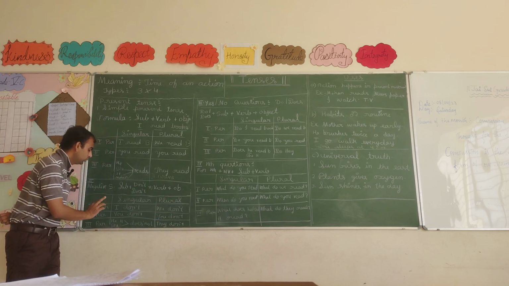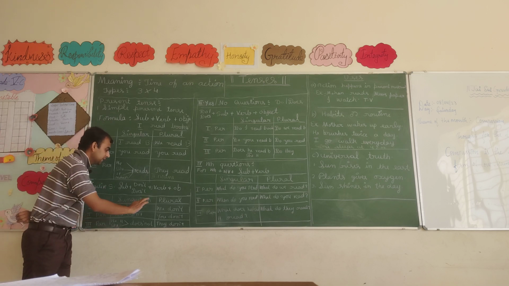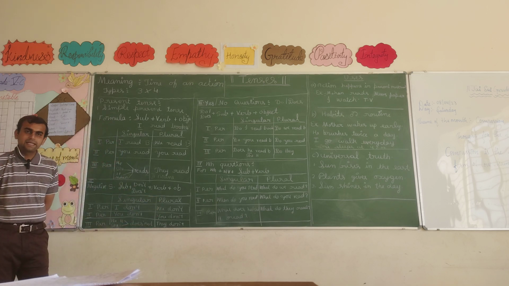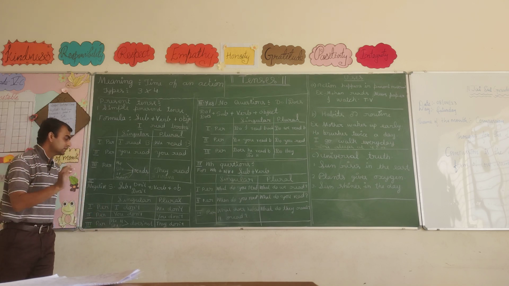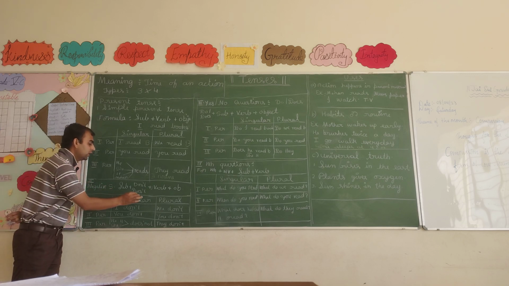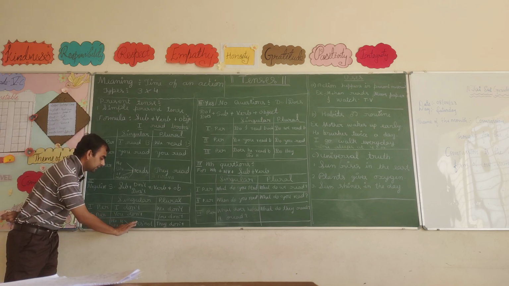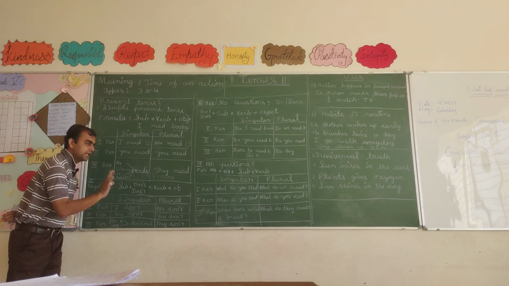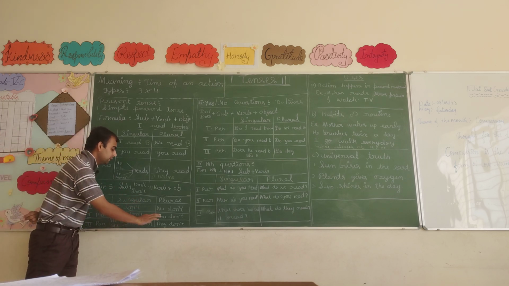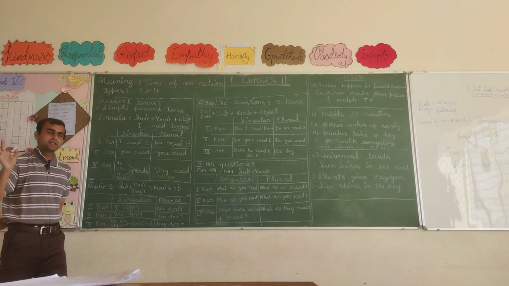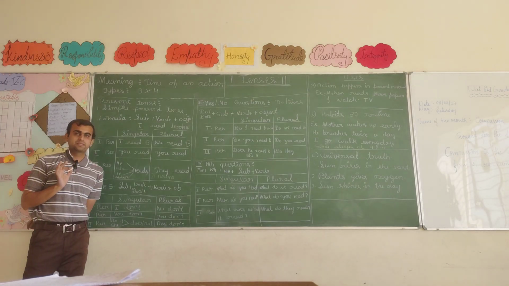We don't read book. Second person singular: you don't read book. Second person plural: you don't read book. Third person singular: I said third person singular. Whenever third person singular comes, we have to use does not instead of do not. He does not read book. She does not read book. It does not read book. Then third person plural, they don't read book. This is about simple present tense, negative sentence.